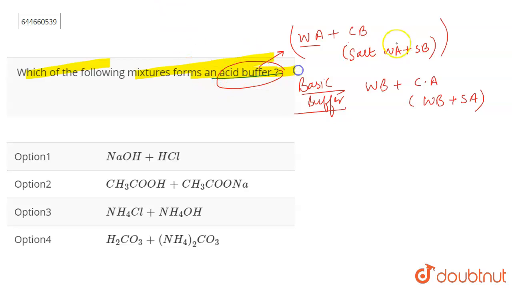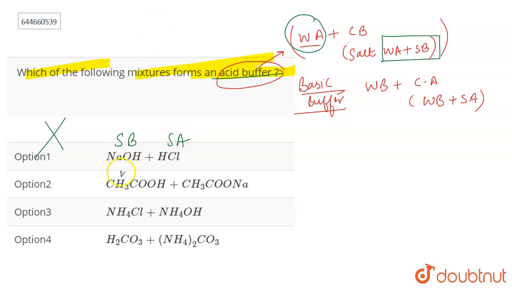An acidic buffer is formed when there's a combination of a weak acid and its salt. So basically you have to identify the one which forms an acidic buffer. If we talk about the first one, NaOH is a strong base, HCl is a strong acid. So this is in no way going to form any buffer solution, neither acidic nor basic, right? Because we need a weak acid and the salt of its conjugate base, which is not possible here.